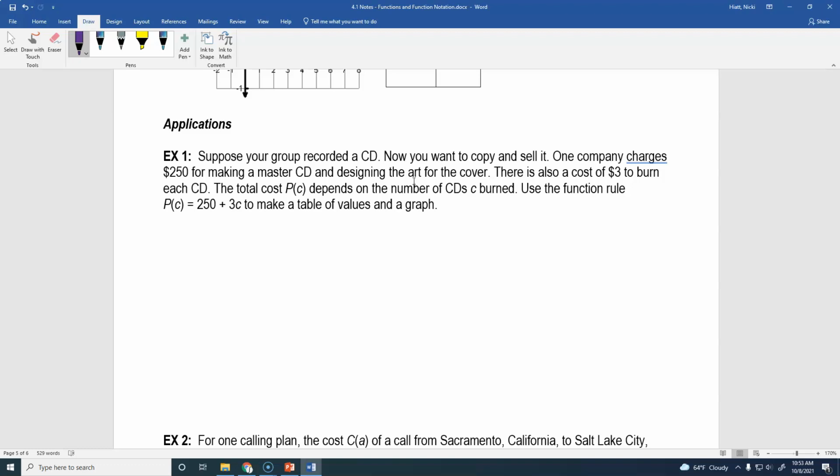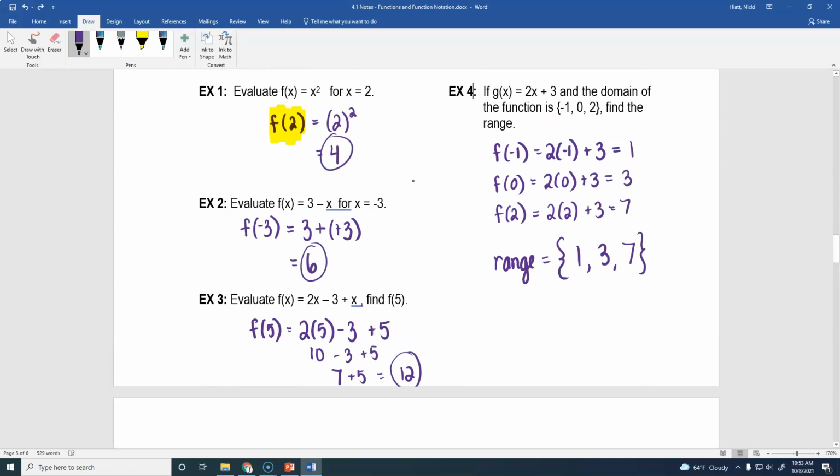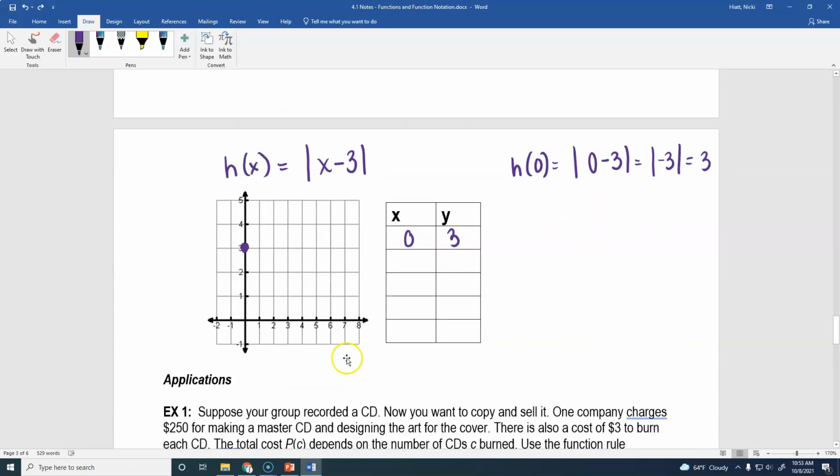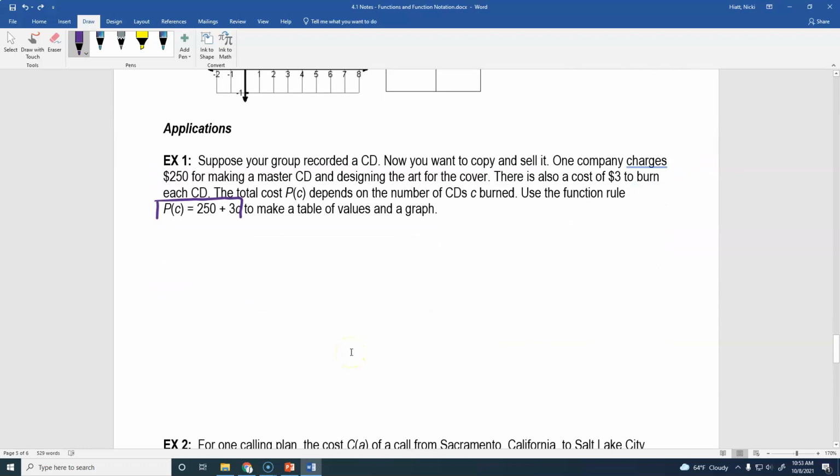Okay? So if you see a word problem that has a function in it somewhere like this, then it's probably just wanting you to plug a number into that equation. Okay, so read it carefully and try to figure out what it's asking. All right. So suppose your group recorded a CD.